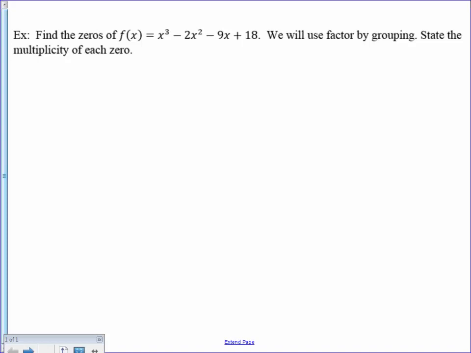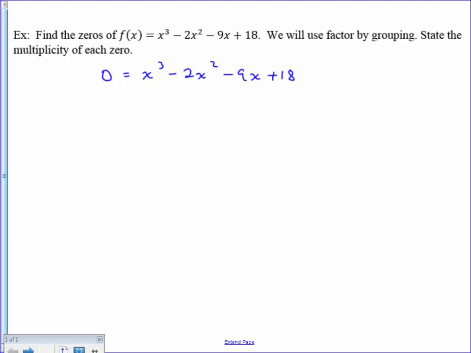Here we have been asked to find the zeros of this polynomial function. To find the zeros, we set f of x equal to 0 and then solve for x. In this situation, trying to decide how to solve for x requires us to remember some things that we learned in an earlier chapter. In this example, notice that we have 4 terms.